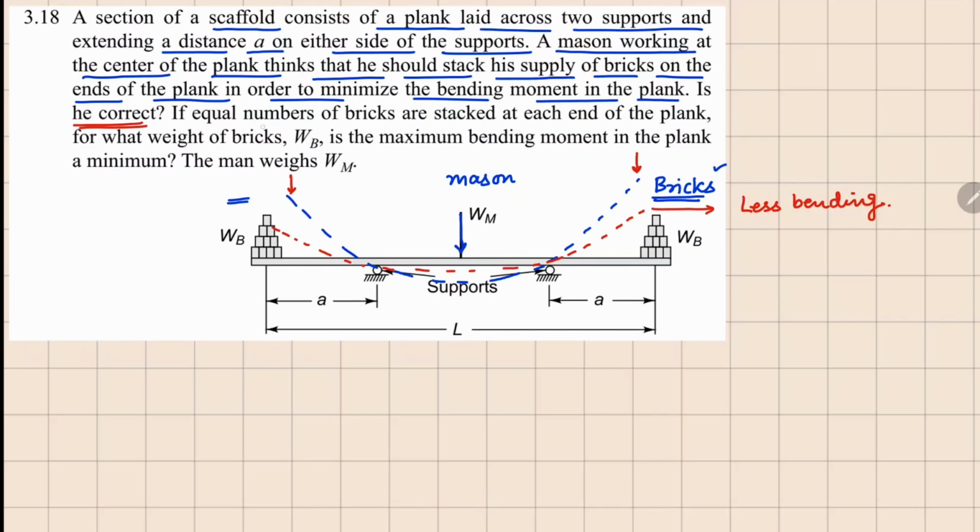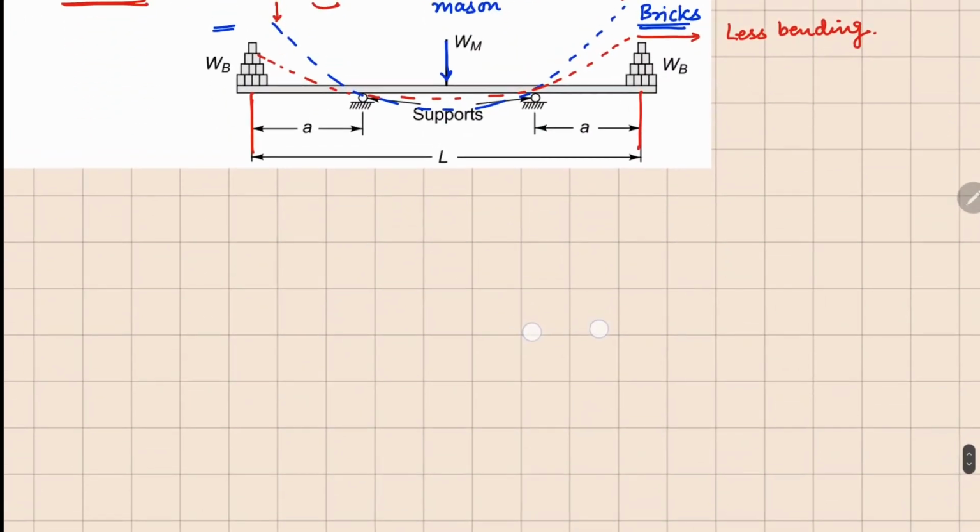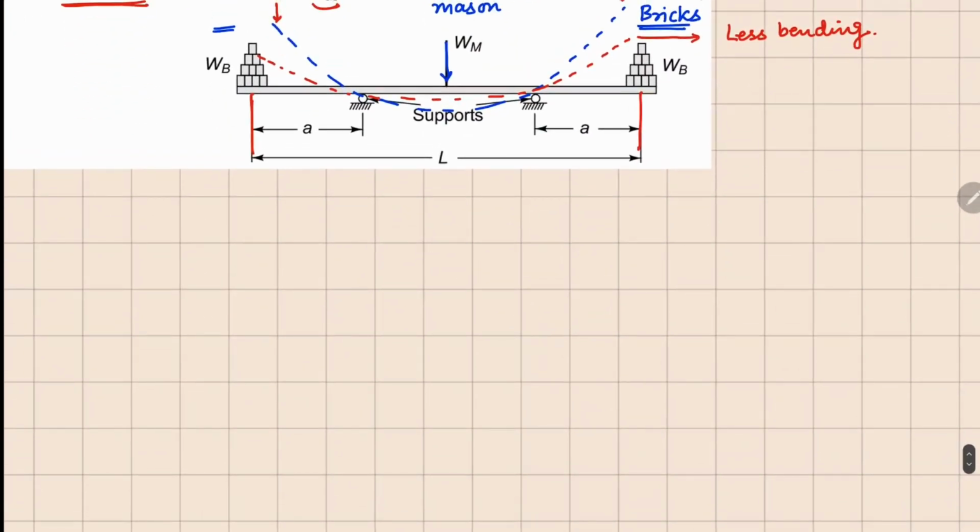Now in the next part, if there are equal number of bricks that are stacked at each end of the plank, for what weight of bricks WB is the maximum bending moment in the plank minimum? So we need to go across the length of this beam, find out the location where the bending moment is maximum, and we need to minimize that maximum value of bending moment. The weight of the mason is given as Wm. So let's idealize this beam and look at the bending moment diagram for this first.